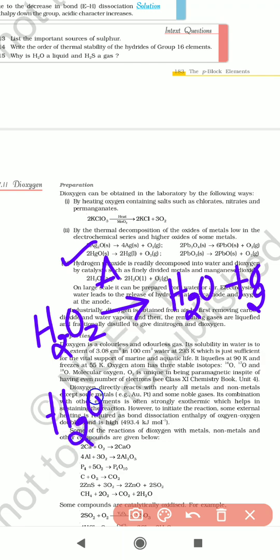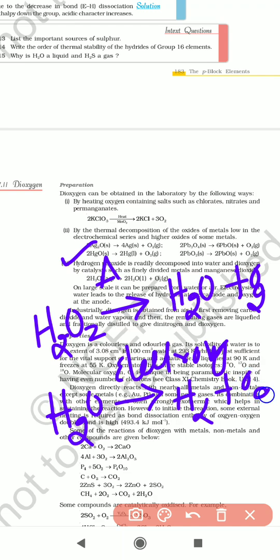Water molecule, if you apply electrolysis, dissociates into hydrogen gas plus oxygen gas. So by using this electrolysis process we can produce a larger quantity of dioxygen gas. So these are the three preparation methods if you want to get dioxygen gas.